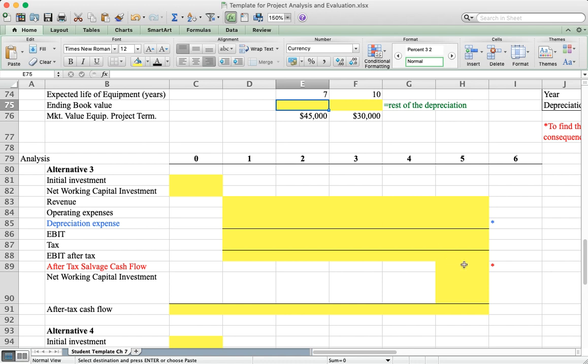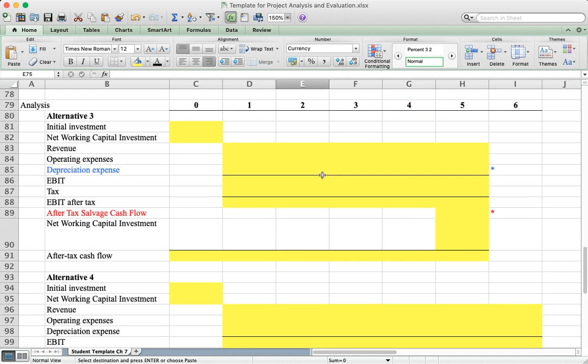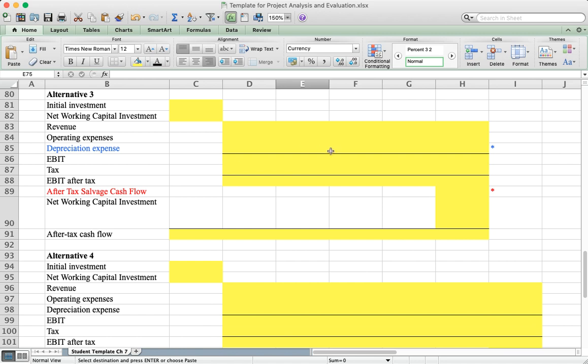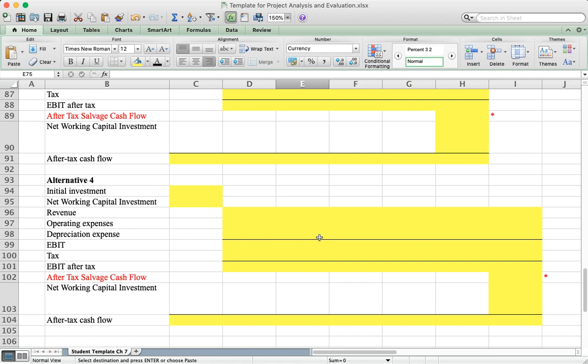So we would see here that this would end up being the market value minus whatever that tax cash flow is. So we're going to learn how to calculate that tax cash flow as well. Okay. In the next video I will go over the depreciation expense for sure.